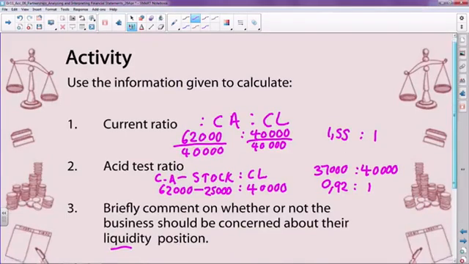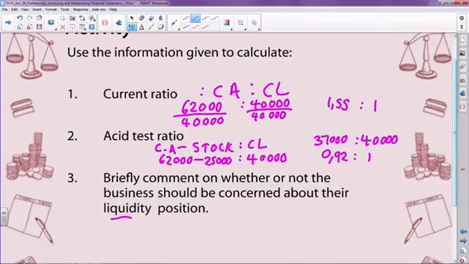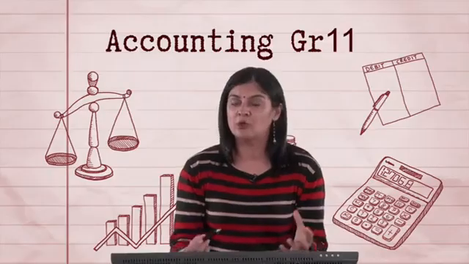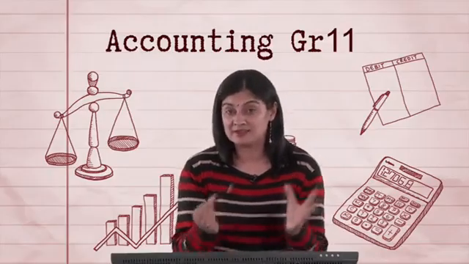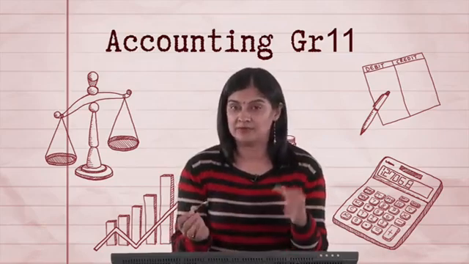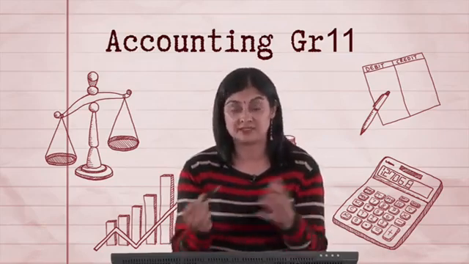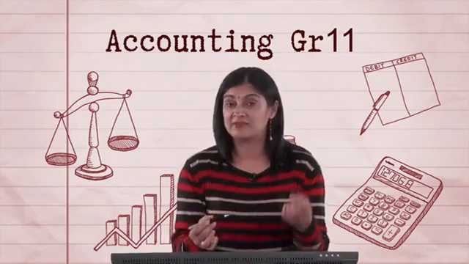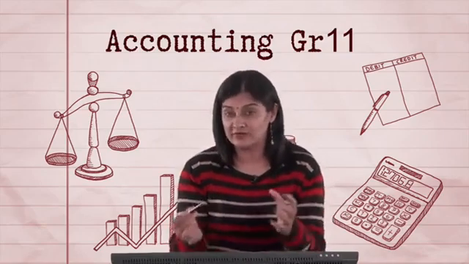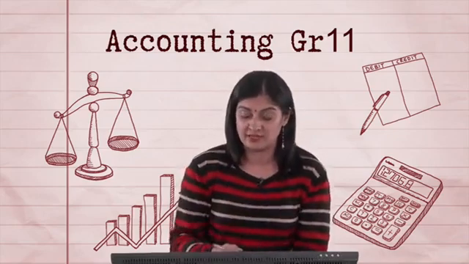Now let's look at question 3. Question 3 wants me to interpret or comment on these calculations above. So question 3, briefly comment on whether or not the business should be concerned about their liquidity position. So going back to my explanation earlier on, liquidity, will we be able to cover our current liabilities if we had to convert our current assets into cash? Does the business have sufficient current assets to cover their current debt or current liabilities?